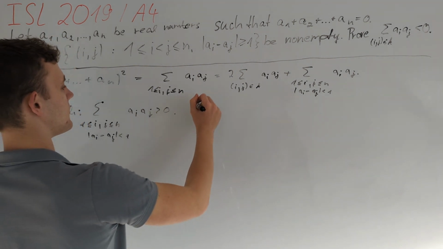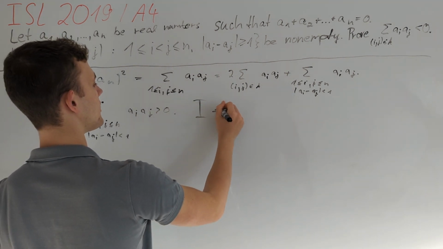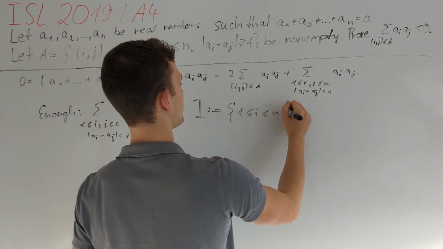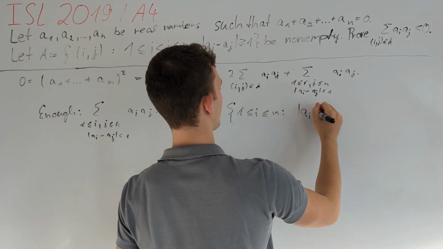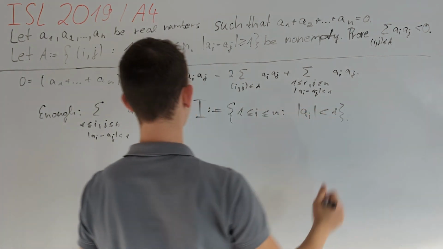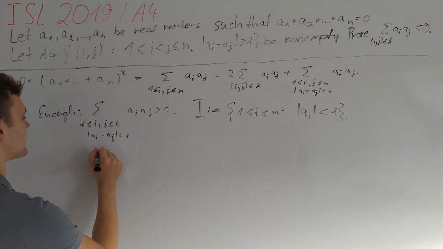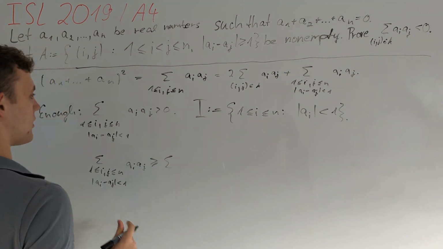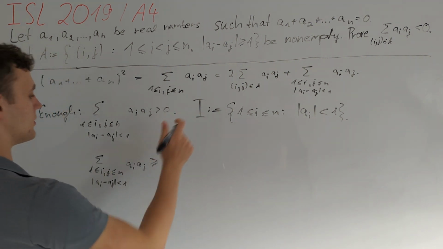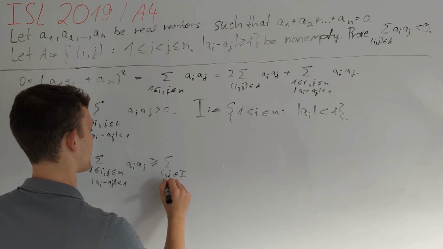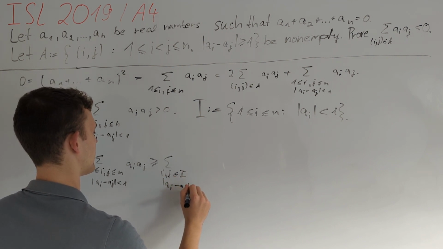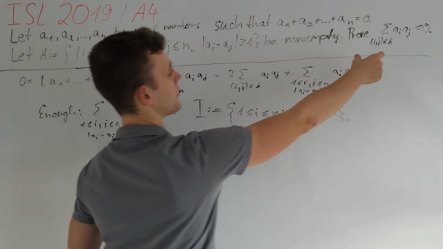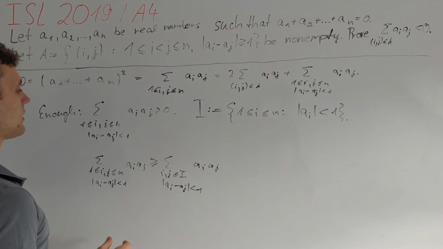So to do that, we define an index set I of indices i between 1 and n such that the absolute value of ai is less than 1. So what I've just said translates to this sum being greater than or equal to the sum over all (i, j) in our new index set, where the absolute value of ai minus aj is less than 1, of ai aj.